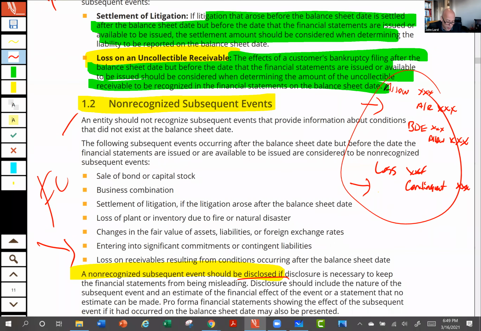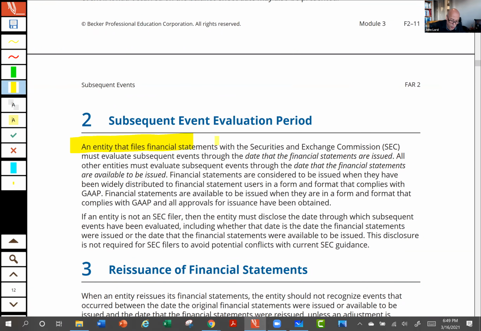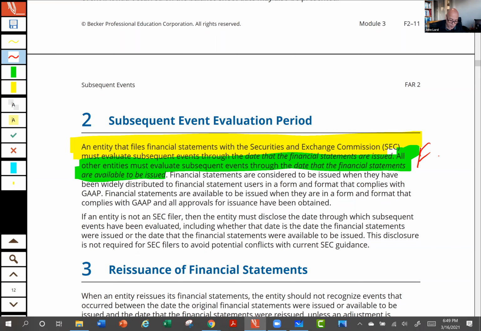Okay, good. Now some annoying stuff. The SEC says that you must evaluate financial statements through the date the financial statements are issued. All other entities must evaluate subsequent events through the date the financial statements are available to be issued. Financial statements are available to be issued when they are in the form and format that complies with GAAP and all approvals have been attained. Sorry, guys, I just want you to have that on a flashcard.